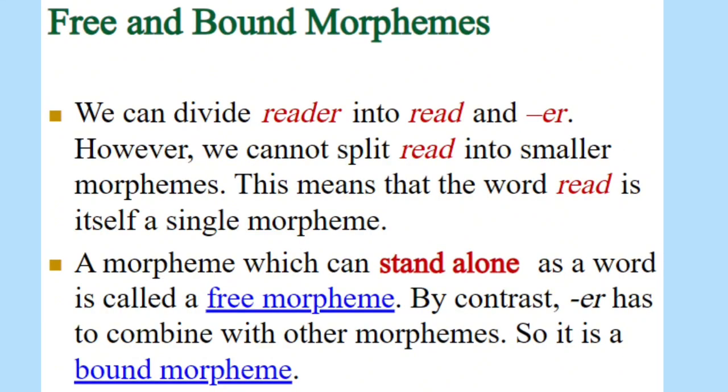Now let's see free and bound morphemes. We can divide the word reader into read and er. However, we cannot split read into smaller morphemes, can we? This means that the word read is itself a single morpheme. A morpheme which can stand alone as a word is called a free morpheme. By contrast, er has to combine with other morphemes, so it is a bound morpheme.